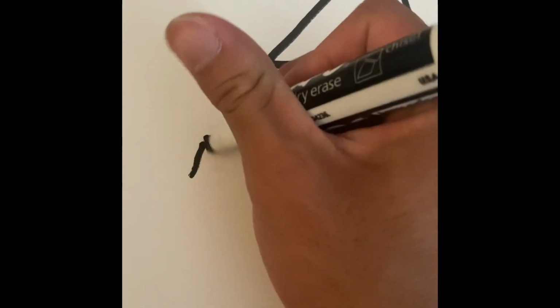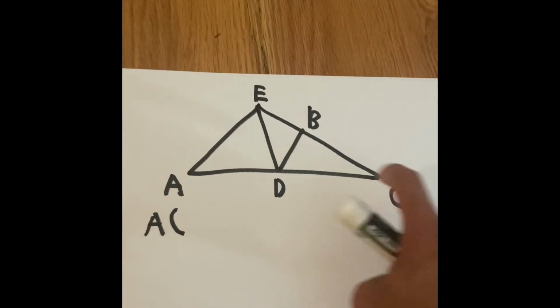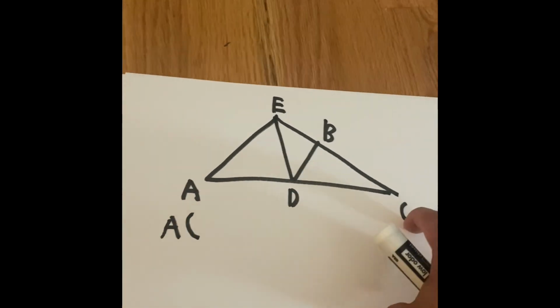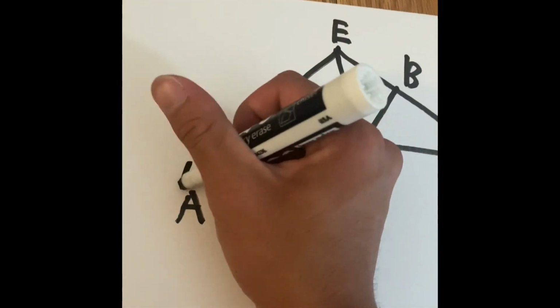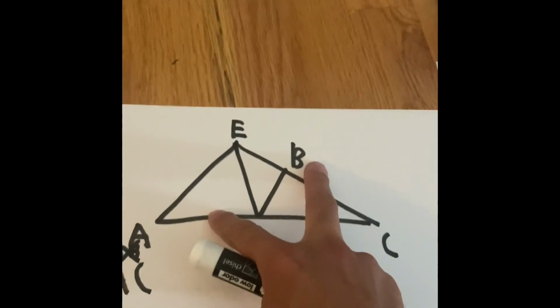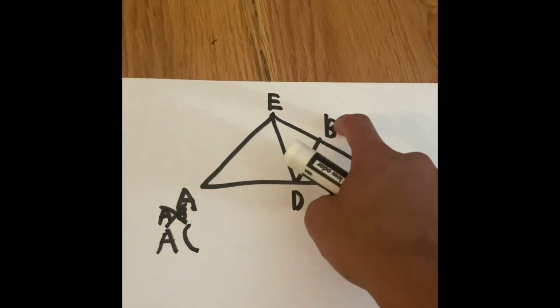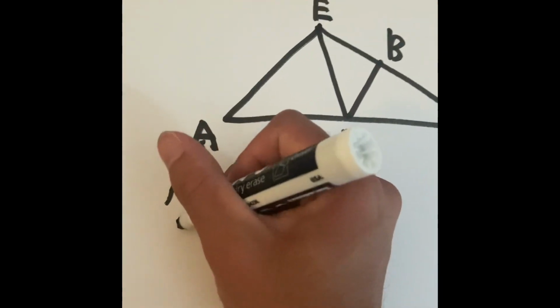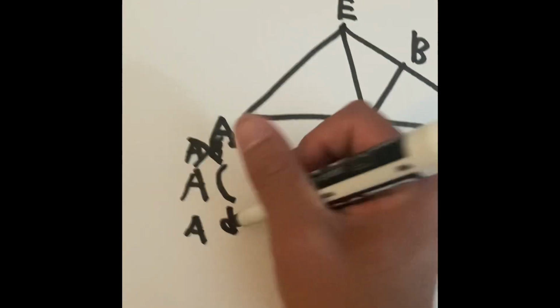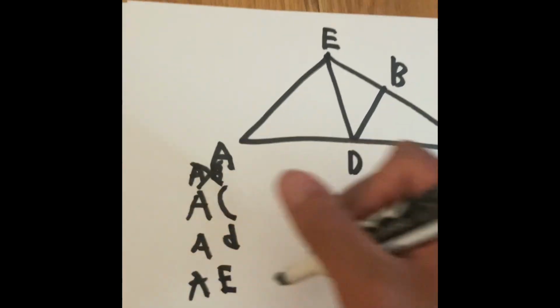Let's see what happens if it works. If we have AC, it's going to work because this and this is a segment. AB, however, is not going to work because they're not segments. So let's do it by alphabetical order. AB doesn't work. AC, AD works. AE works. So we're done with A.